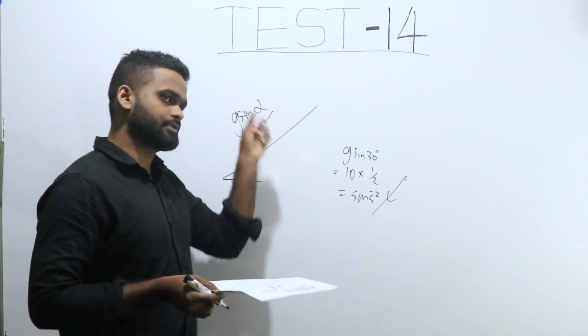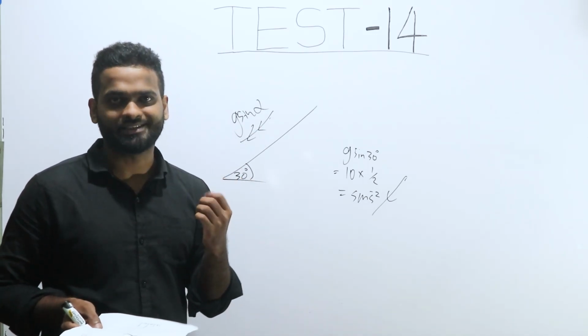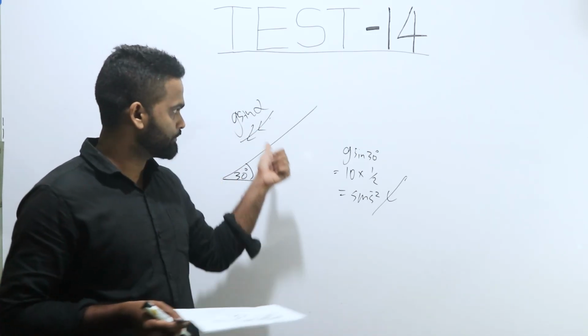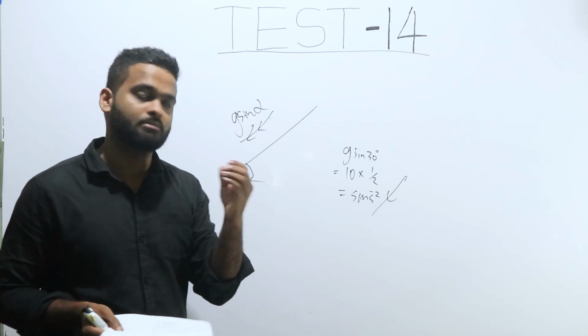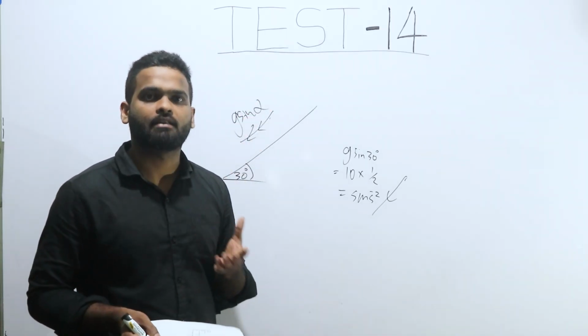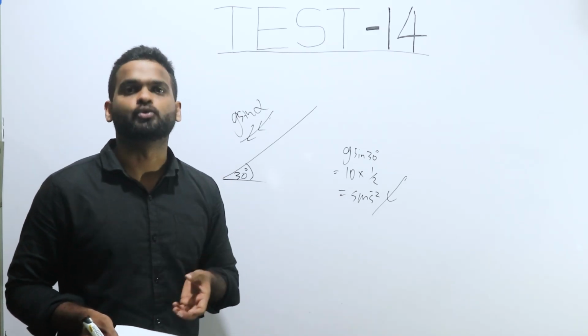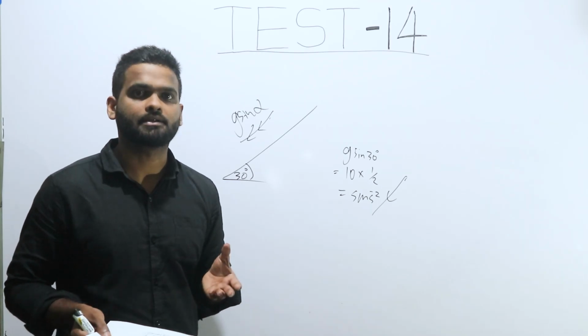You can derive this g sine alpha by just applying F equals ma downwards along the plane. Then you can prove this one. But you should remember that along the plane, the acceleration should be g sine alpha, given that the plane is smooth. You have to remember that.